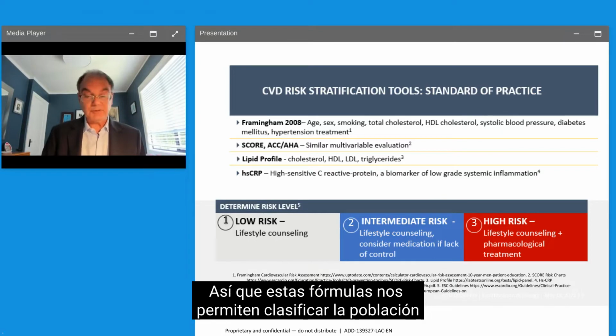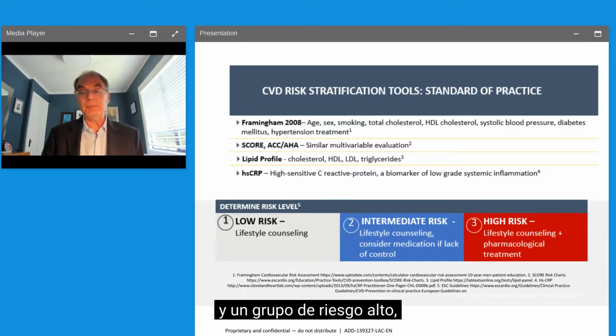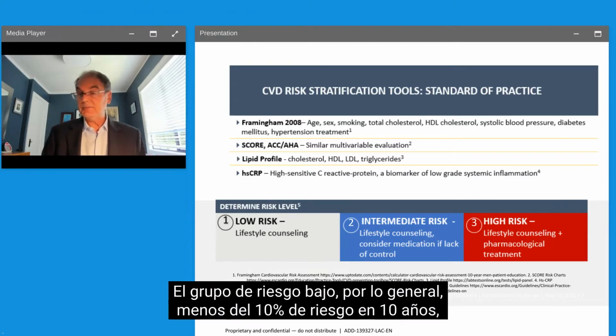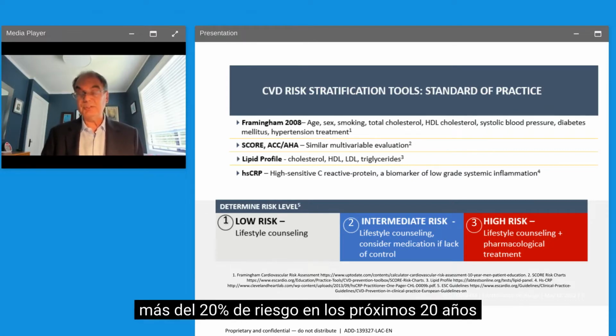So these formulas allow us to classify the population into a low risk group, intermediate risk group, and high risk group. Low risk group is typically under 10% risk in 10 years. This is for Framingham. 10 to 20% is intermediate risk, and over 20% risk over the next 10 years is considered high risk.